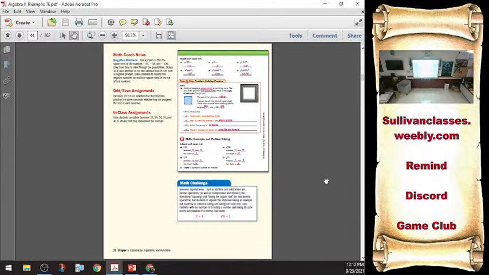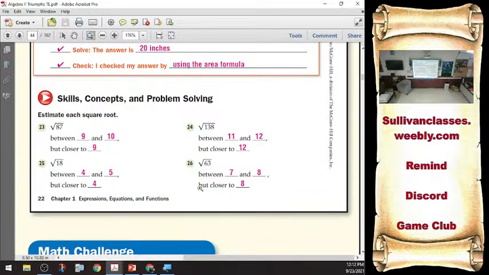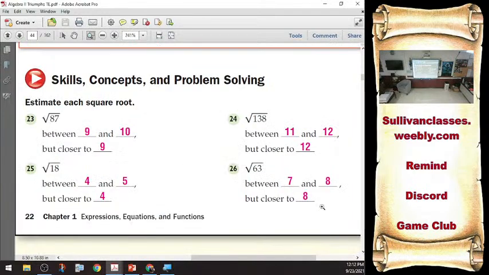So, first we'll switch that over. Always easier to read. And we say, at the bottom of page 22, we started with estimation. Go. Check your stuff. Check yourself before you wreck yourself.